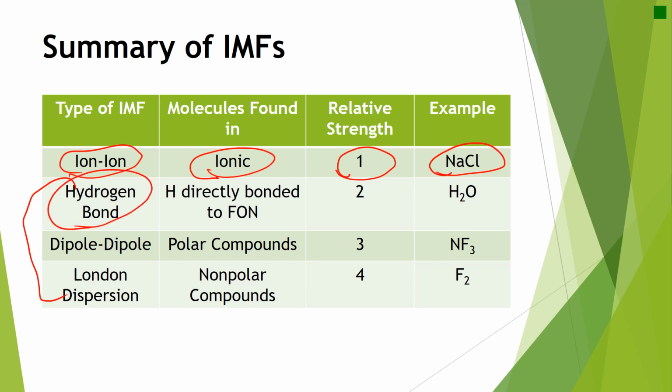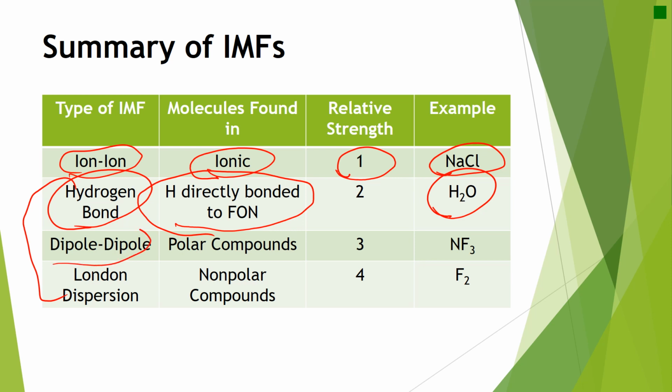Once again, it's not literally a bond. It's still the attraction between the hydrogen of one compound and the F, O, or N of another. But in order for it to have hydrogen bonding, the compound has to have a hydrogen directly bonded to that F, O, or N. So an example would be water, because that hydrogen is directly connected to the oxygen.